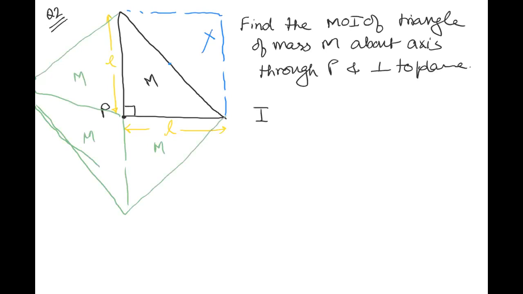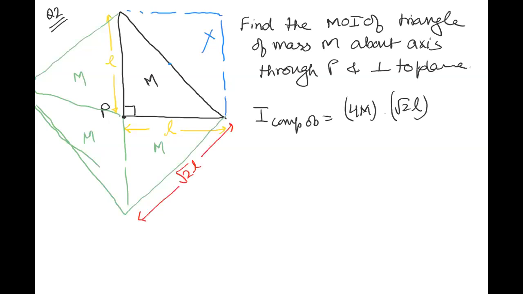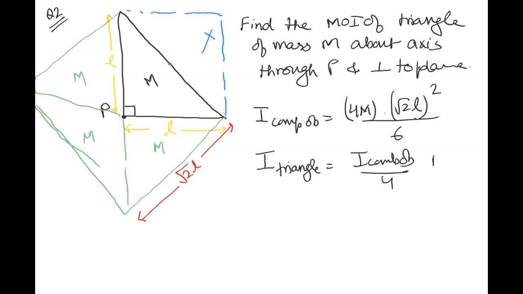And the moment of inertia of the completed object will be equal to 4m into root 2l, the length of the square now becomes root 2l, square divided by 6. So moment of inertia of the triangle will be equal to the moment of inertia of the completed object divided by 4, which is equal to ml square by.